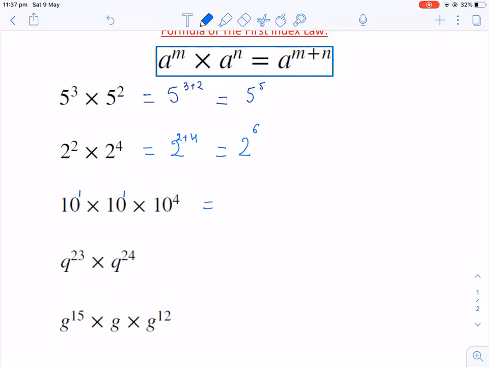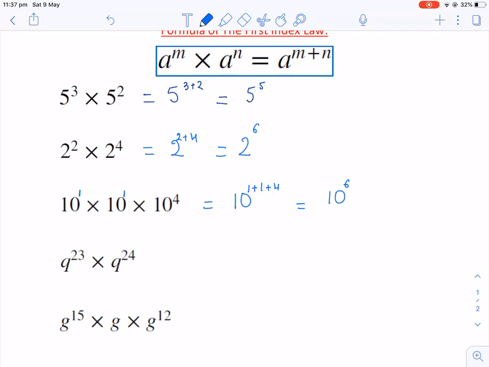So it's equal because these bases are the same, which is number 10, and they are multiplying each other. So I can use my index law, the first index law. So it's equal 10 to the power of, I add all the indices, 1 plus 1 plus 4, equals 10 to the power of 6. This is your final answer.